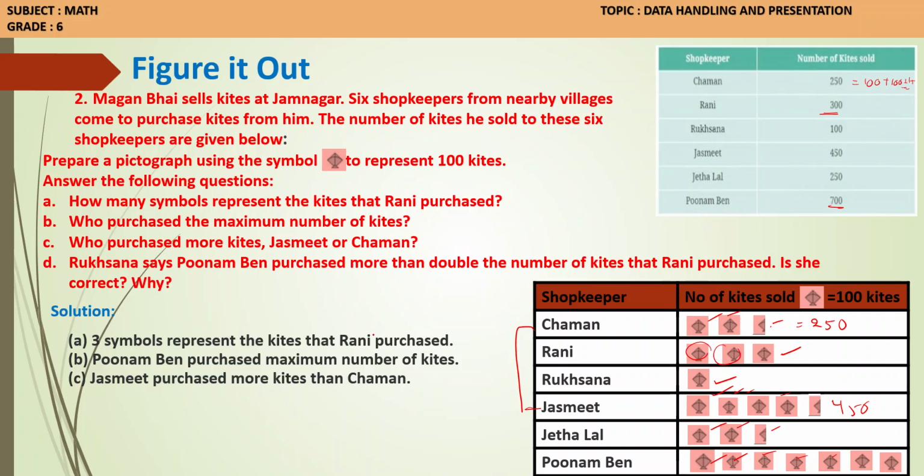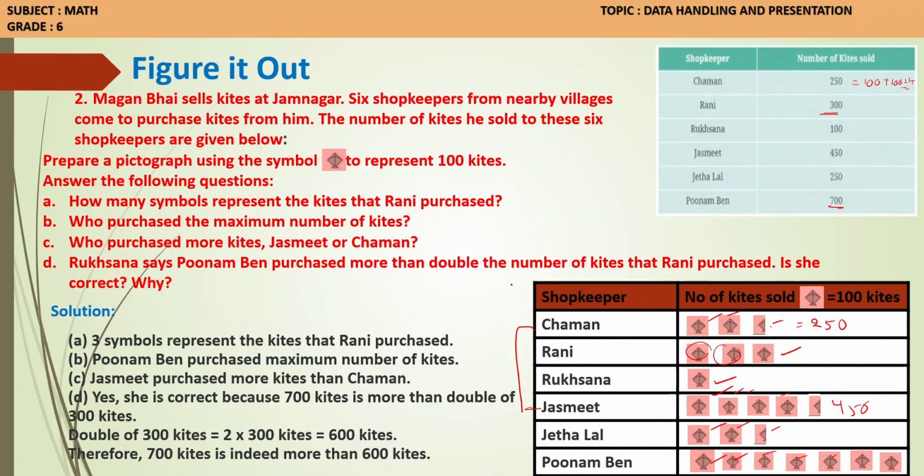Question D. Ruxana says Poonam Ben purchased more than double the number of kites that Rani purchased. Is she correct? Why? Yes, she is correct, because when we compare Poonam Ben's with double of Rani's, the double of 300 is 600. Obviously 700 is greater than 600. Therefore, yes, she is correct, because 700 kites are more than double of 300 kites.